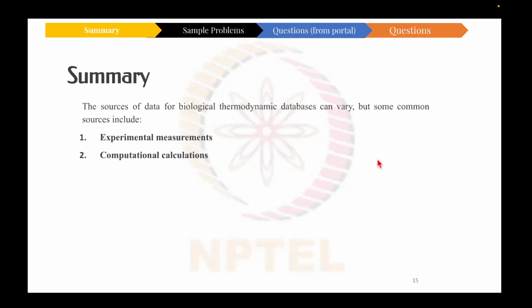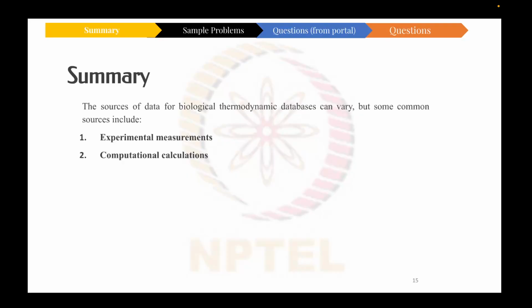Next, we have sources of data for biological thermodynamic databases. This can vary, but some common sources include experimental measures, computational calculations, and literature reviews. Thermodynamic databases often include data from experiments that measure the thermodynamic properties of biochemical molecules such as proteins, nucleic acids, and metabolites. These experiments may use techniques such as calorimetry, spectroscopy, and chromatography to measure enthalpy, entropy, and Gibbs free energy of the molecules.